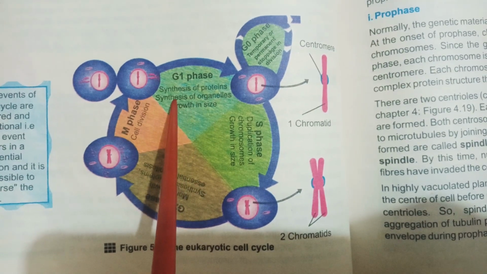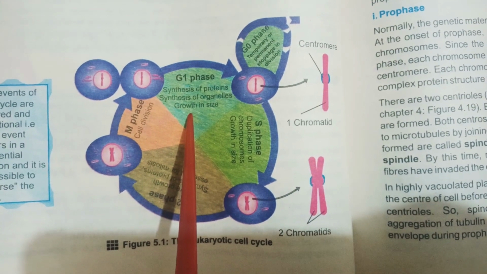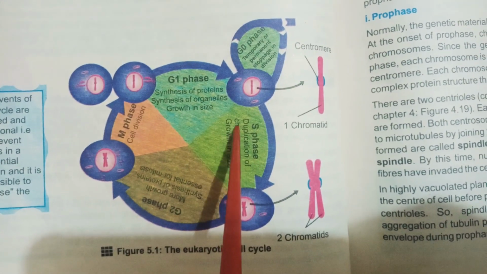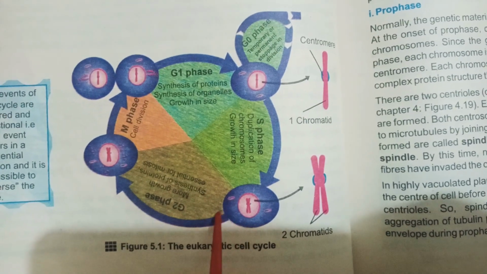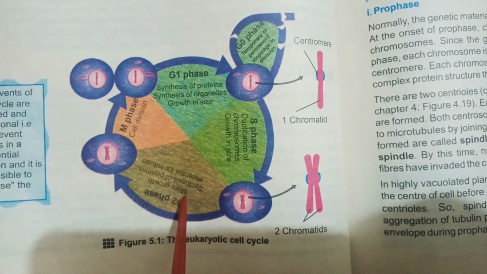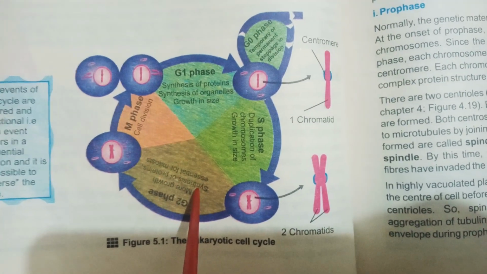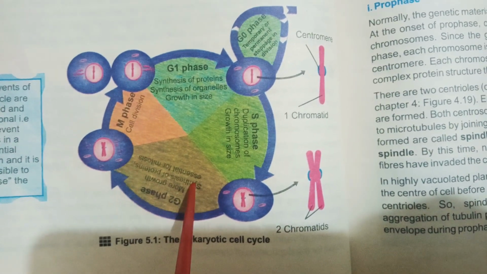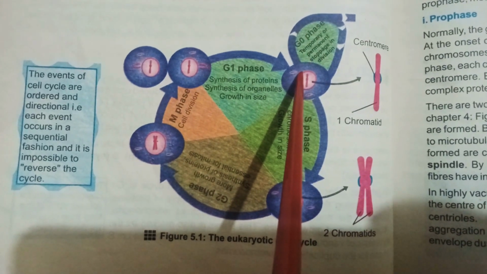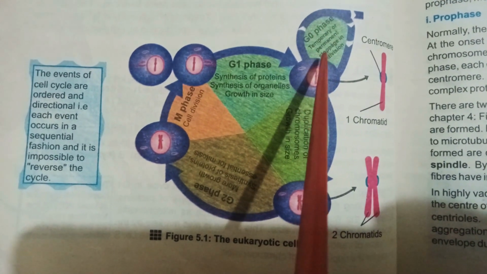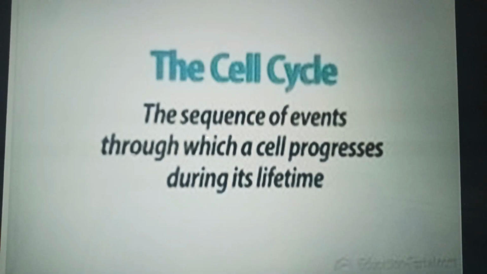G1 phase: synthesis of proteins, synthesis of organelles, and the cell grows in size. S phase: duplication of chromosomes, growth in size. G2 phase: there will be more growth, synthesis of proteins, and proteins that are essential for mitosis. G0 phase is the temporary or permanent stoppage in division.